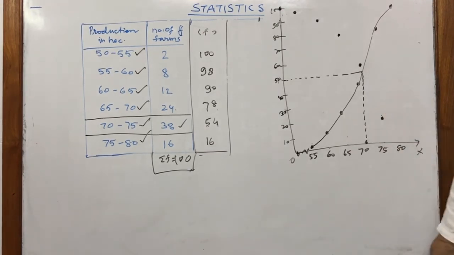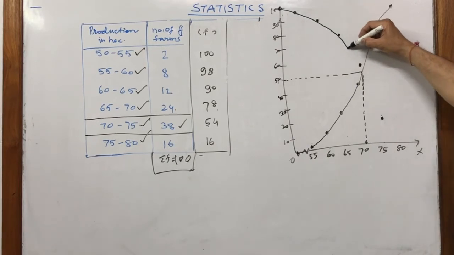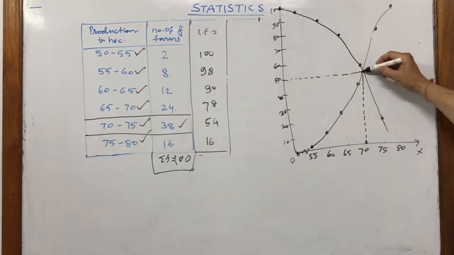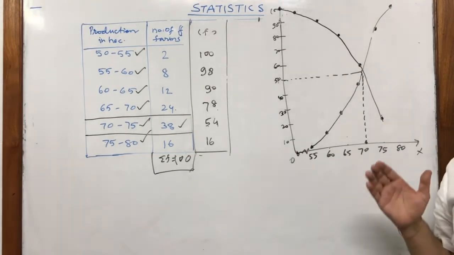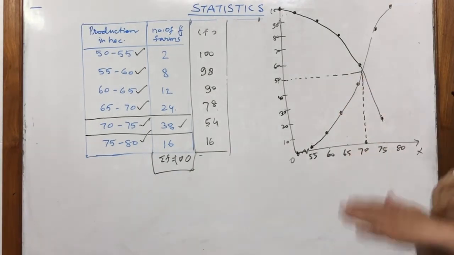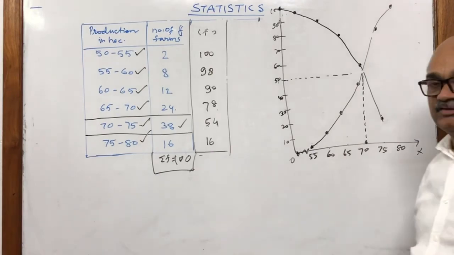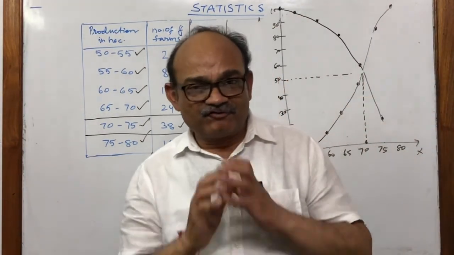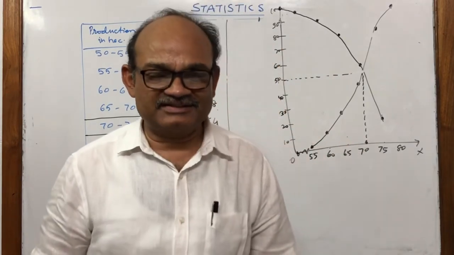These are the points, and now we have to plot and join freehand. This is called more than OGIVE. Where both the curves meet, that point is nothing but median. So in this way we have completed fast revision in a single question, the complete statistics of class 10th.